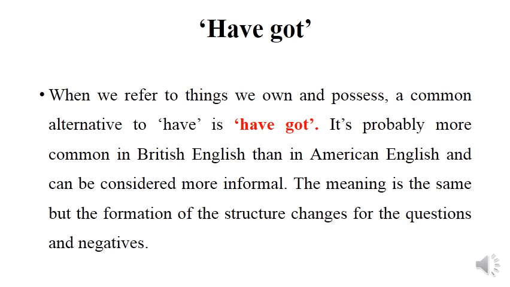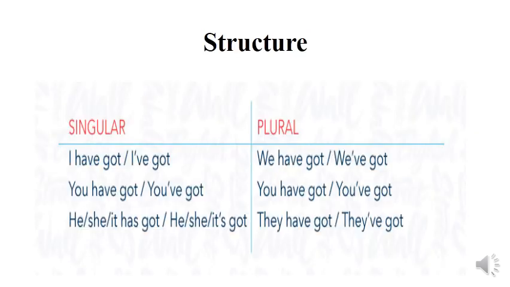The meaning is the same. So when we say have or have got نعني or نقصد نفس الشيء. But the formation of the structure changes for the questions and negatives. يعني la formation or la structure when we make questions or negatives changes. They don't have the same structure when asking or making negatives. So let's have a quick look at its structure.